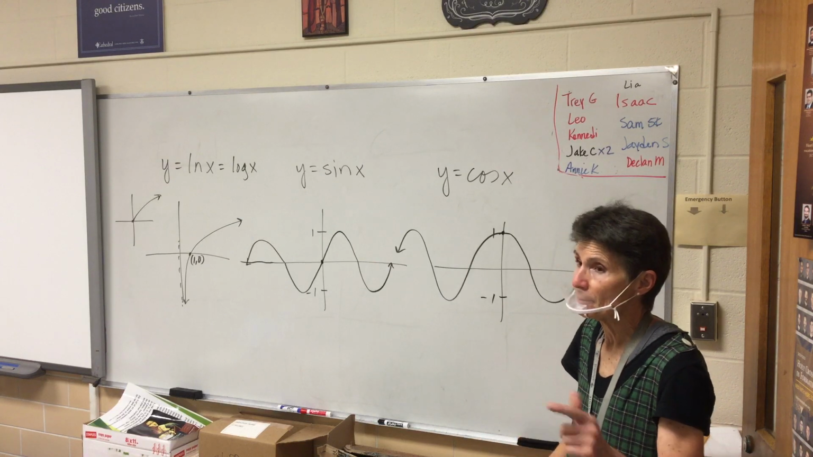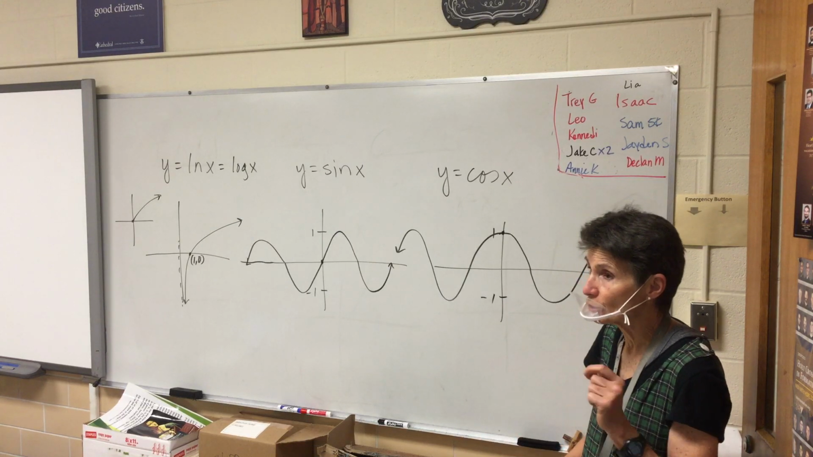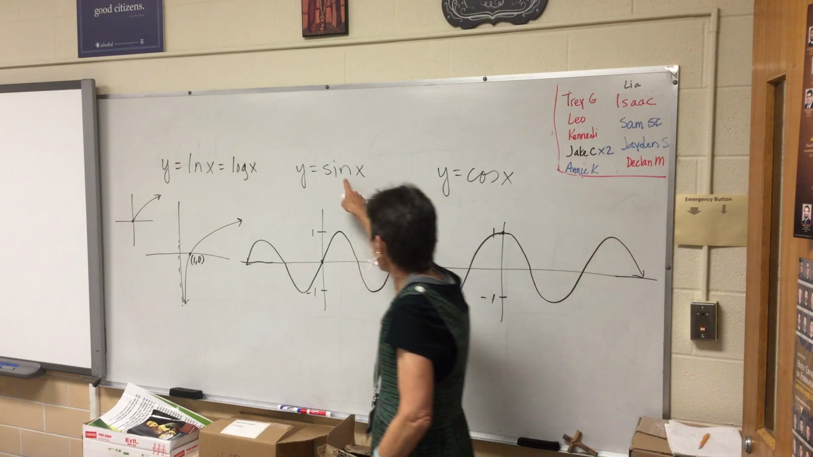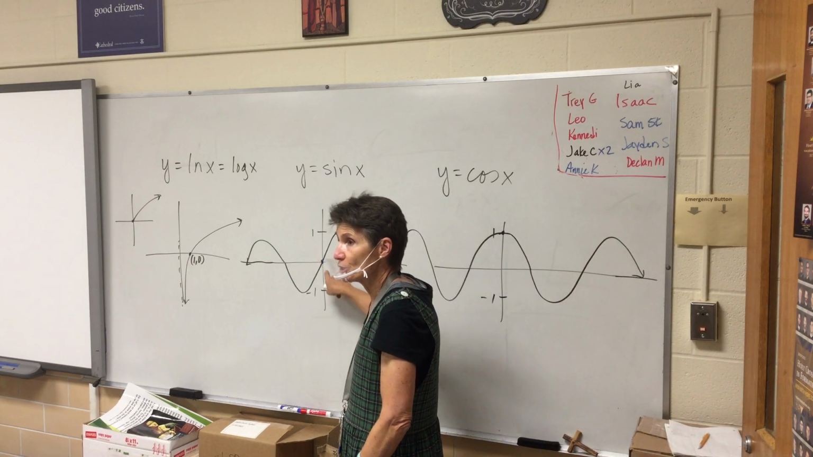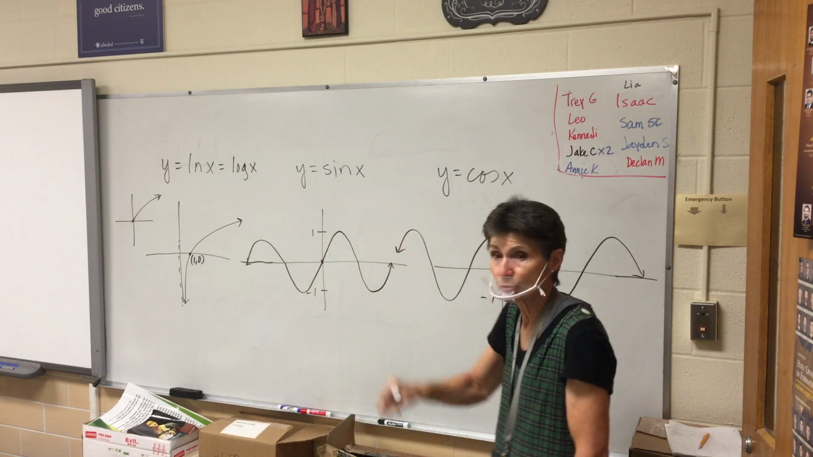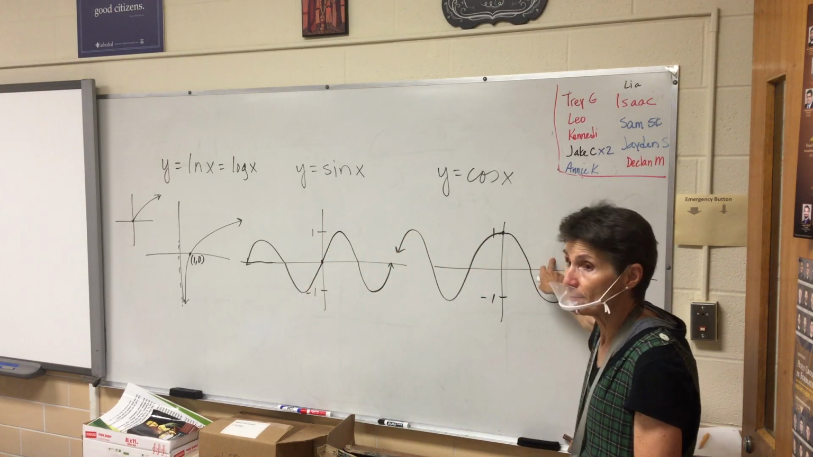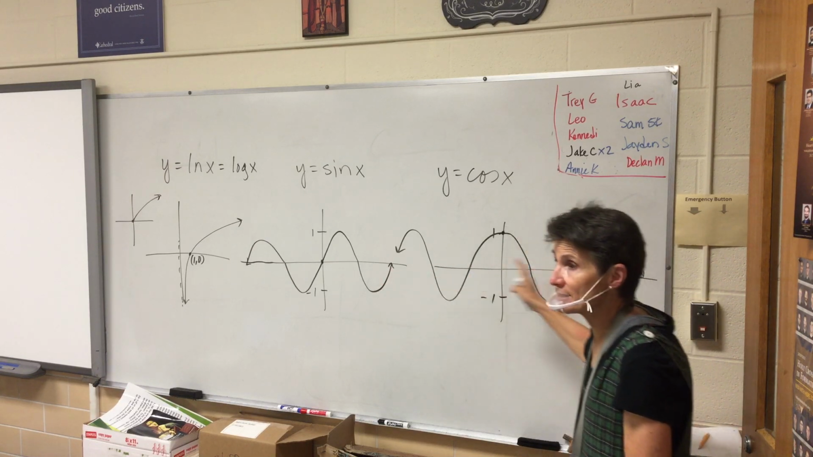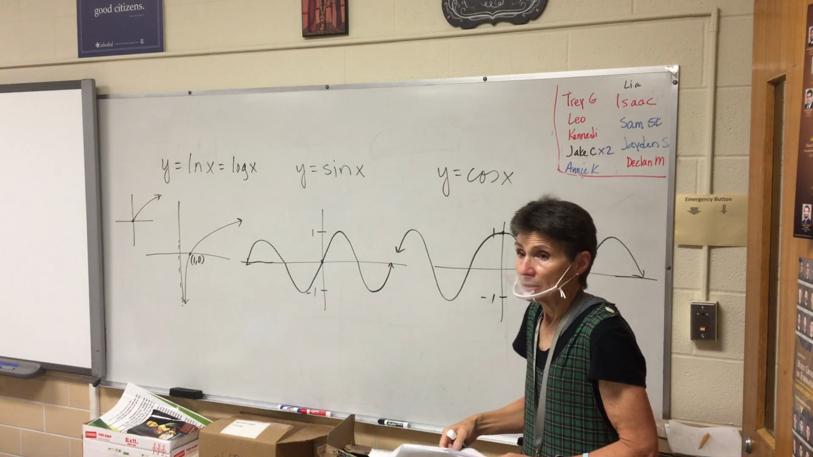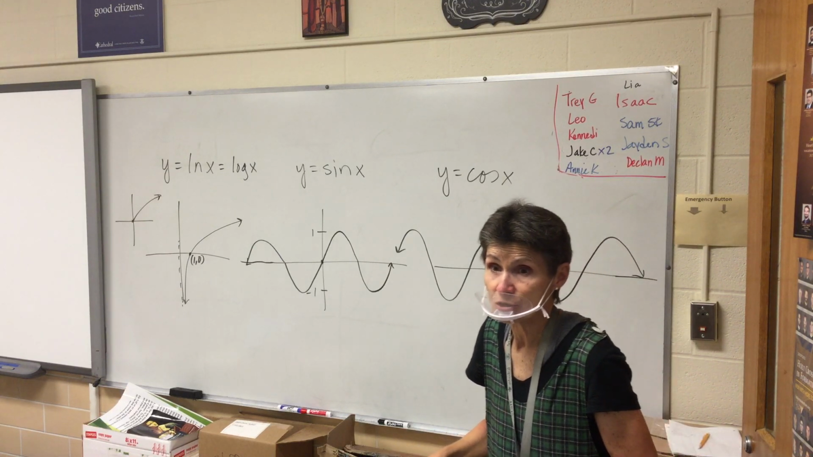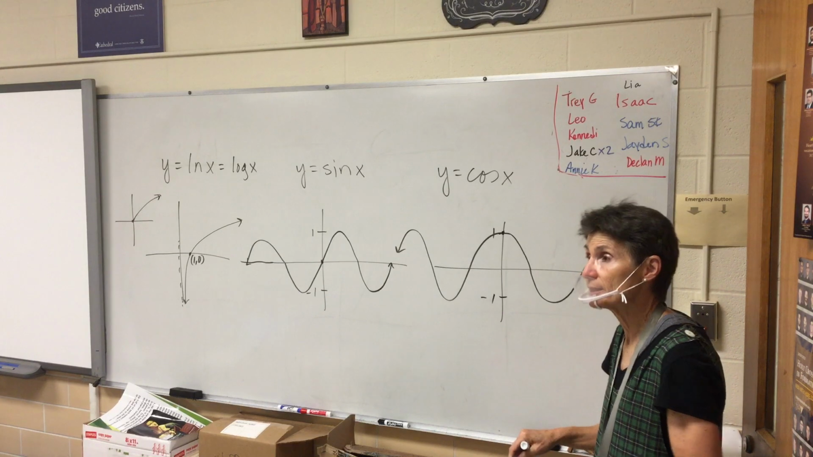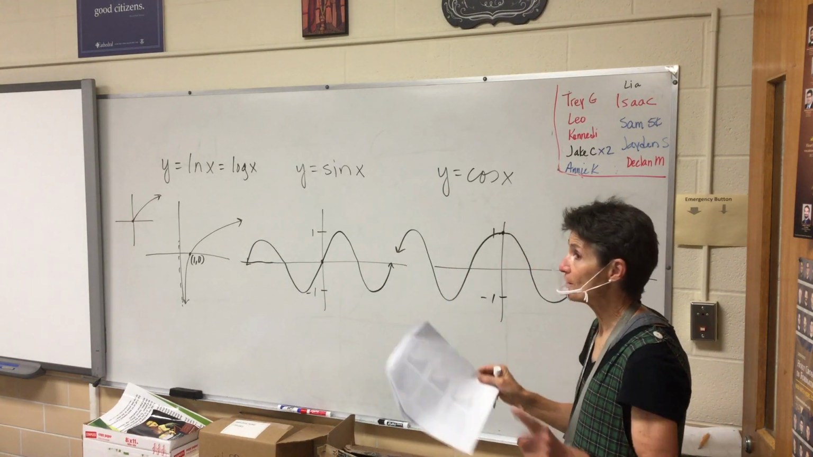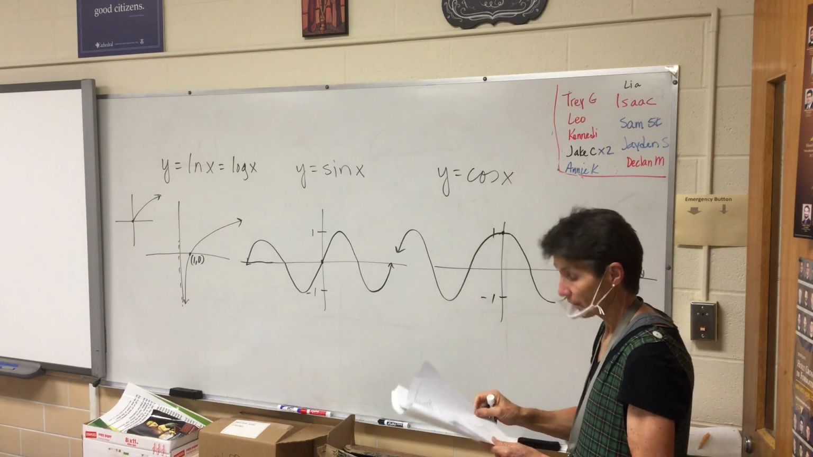It's as goofy as can be, but how I remember it, as a good little Catholic girl, original sin. Sine goes through the origin. Original sin. Sine goes through the origin. Cosine does not. Otherwise, they are exactly the same picture. So they're going to have all the same features in terms of boundedness and continuity and all that, because they're the same curve. They're just shifts of each other. That's the cosine.